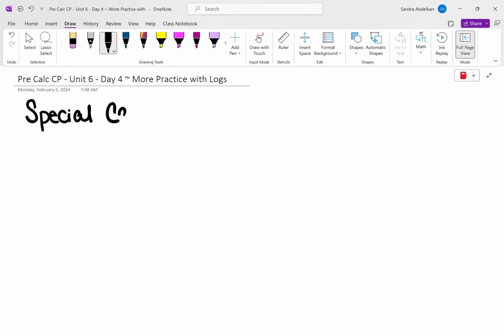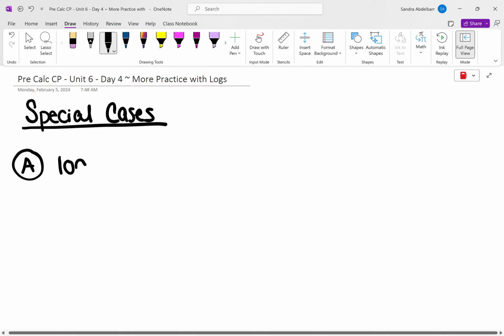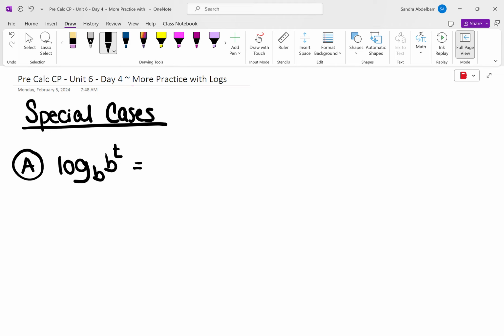All right, let's just recap our special cases. So you all tell me, if I have log base b of b to the t, what does that simplify down to? T. See, you all know. If I have b raised to the log base b of t, that simplifies down to t. And basically these two shortcuts, but instead of log, we use ln.